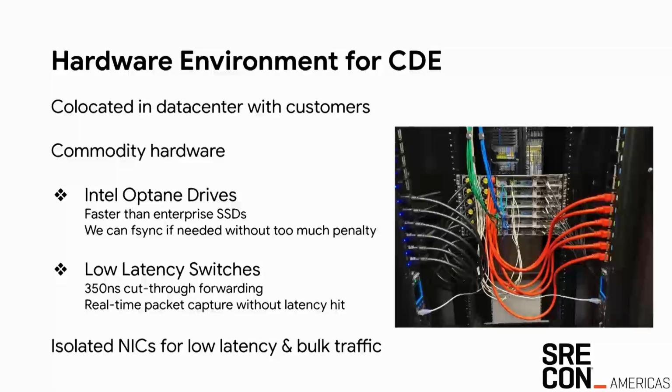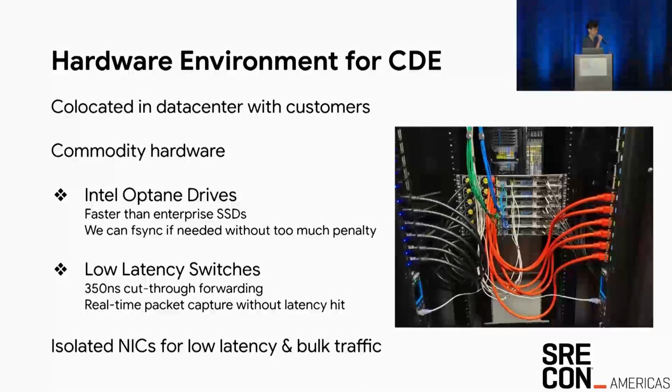And this is what our hardware environment looks like. We are co-located in a data center with our customers because we are fast and network latency matters. We run on commodity hardware with very fast disks. So we use Intel Optane drives that are faster than enterprise SSDs. That means we can fsync our Raft log if we need to without too much penalty.